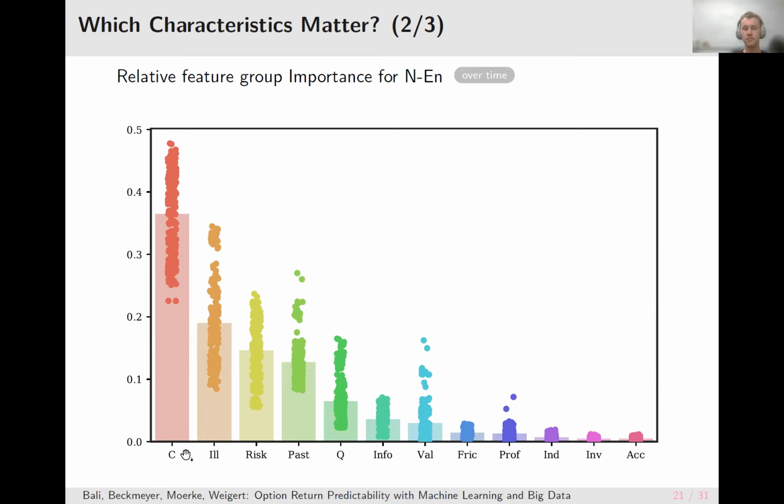So the most important feature group here, the most important information is knowing about where the option lies on the implied volatility surface and where the implied volatility surface lies relative to the other implied volatility surfaces, so of other underlyings. A runner-up is illiquidity, risk, and past prices, right? And these are mostly information which we take from option contracts.